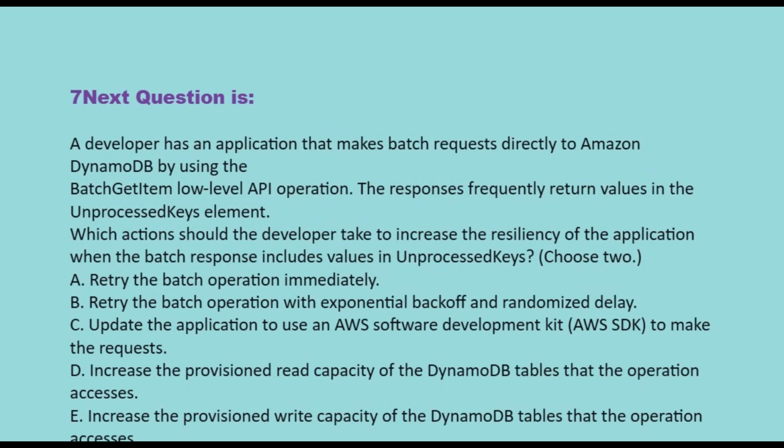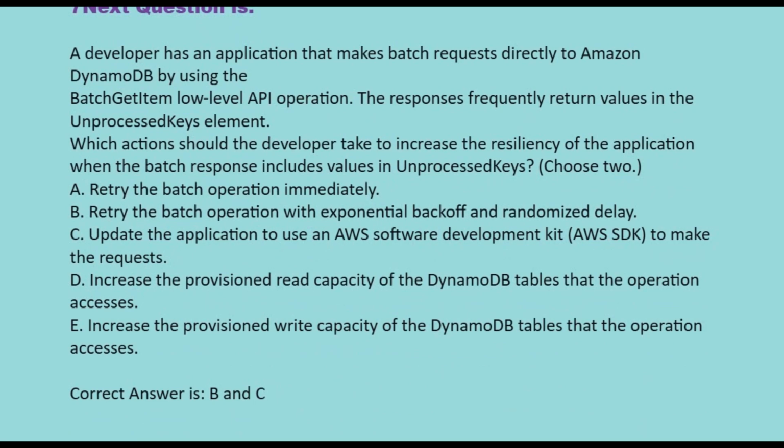Question is, a developer has an application that makes batch requests directly to Amazon DynamoDB by using the BatchGetItem low-level API operation. The responses frequently return values in the UnprocessedKeys element. Which actions should the developer take to increase the resiliency of the application when the batch response includes values in UnprocessedKeys? Choose two options.